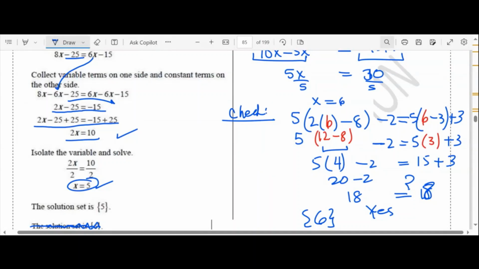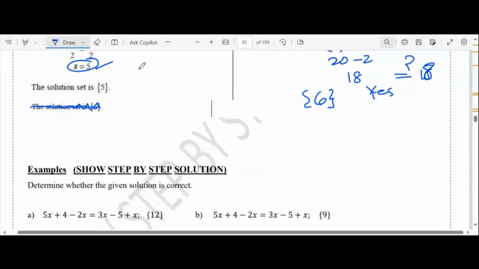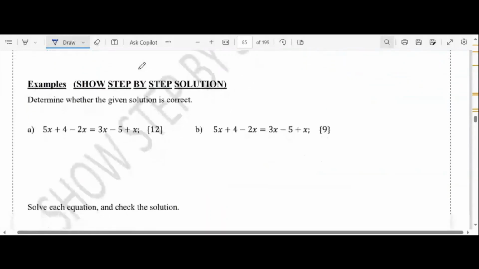Is this clear, guys? Finished? Move on? Yalla, do this one. Yalla, do one now.